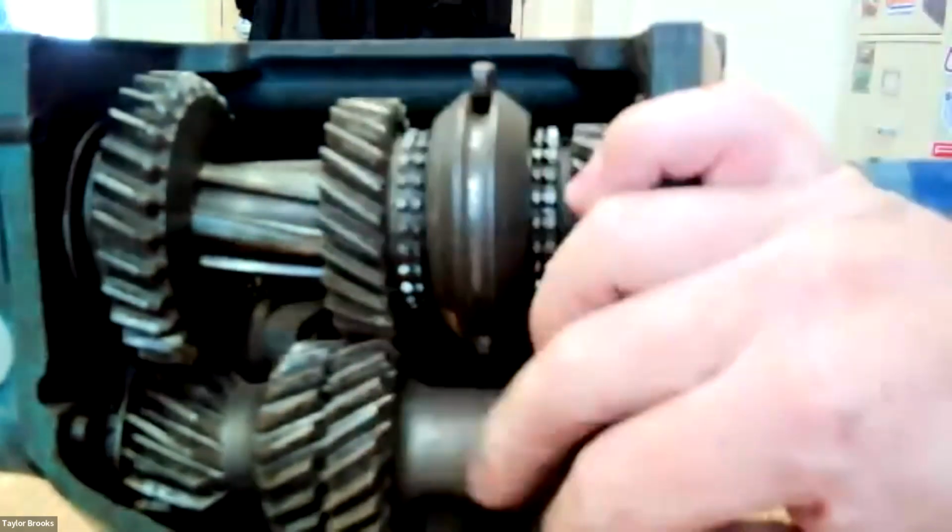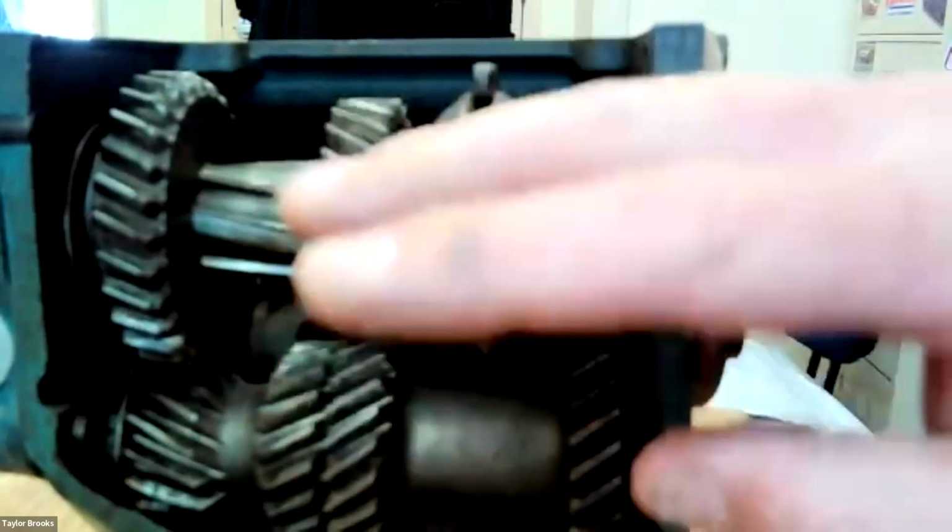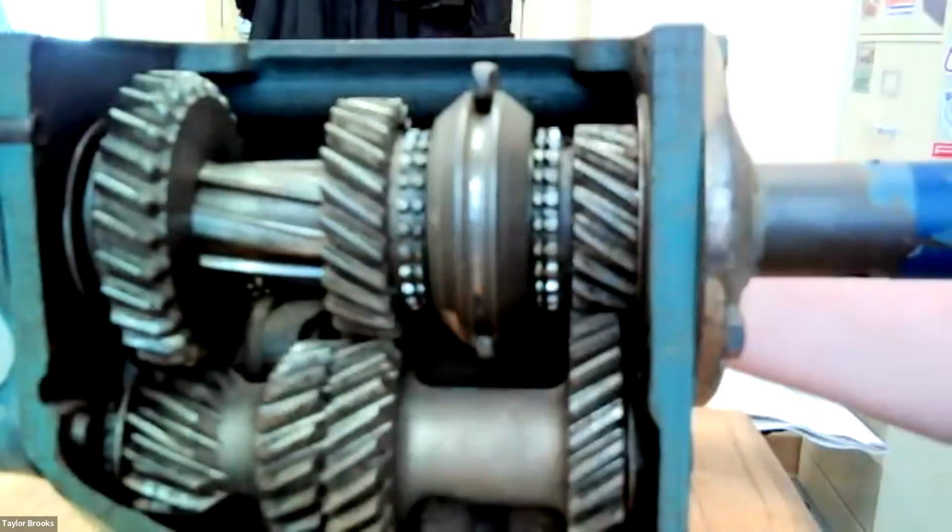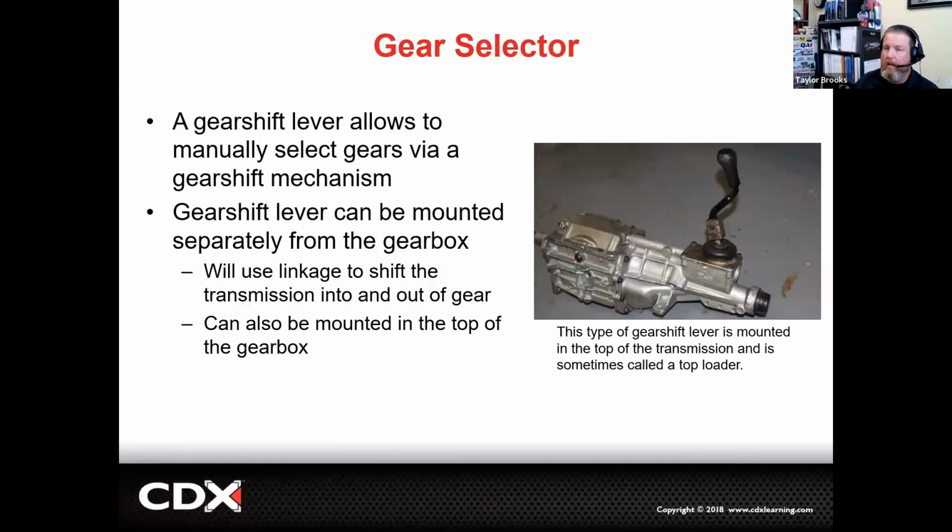So this transmission technically has 4 speeds. We have 3 forward and 1 reverse. Now, the selection of the gears for the transmission will be done through the gear selector. That can be located on the column. So my old 64 Ford, it was on the column. But more often than not, it's going to be on the floor.